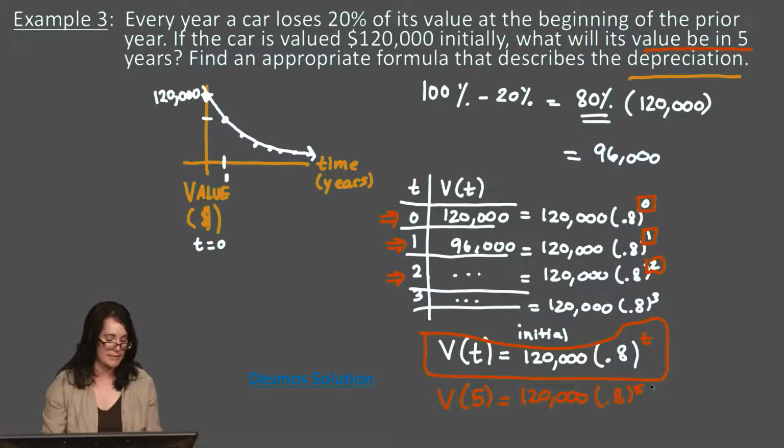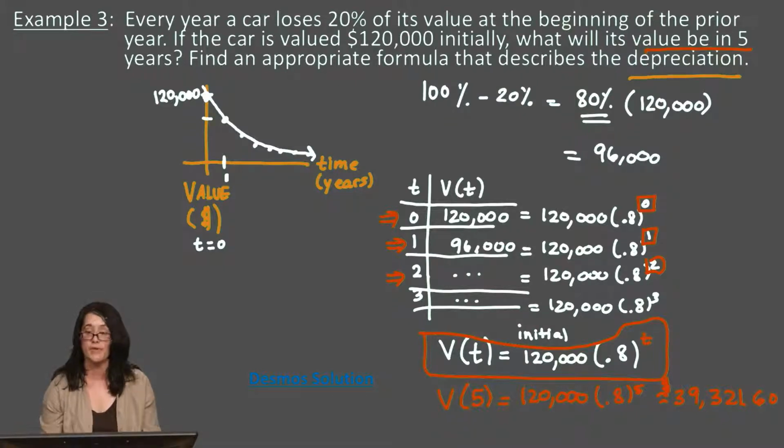That makes sense. And when you do that, you should get approximately $39,321.60. So that's pretty depressing. After just 5 years, your car, which was originally at $120,000 in value, is now just worth $39,321.60. So knowing when to sell your car is always a good thing to check out.